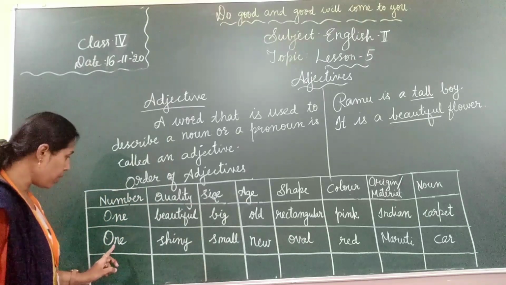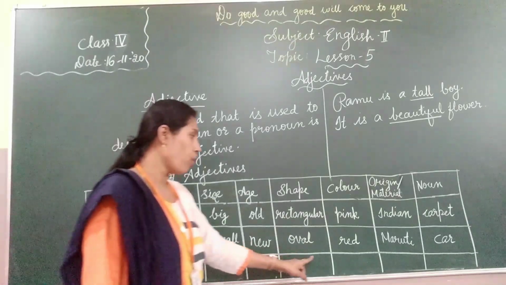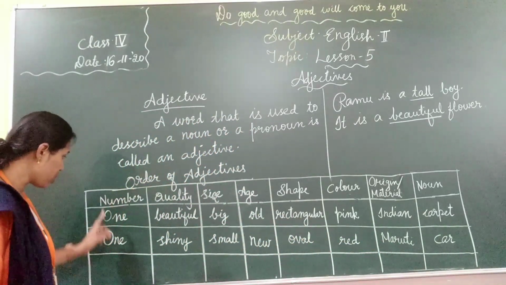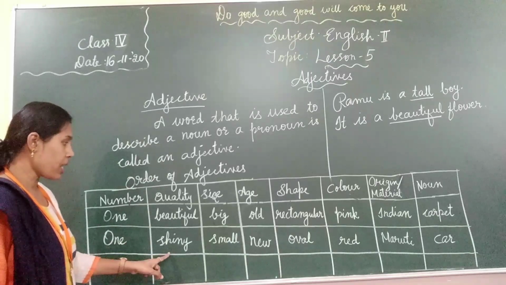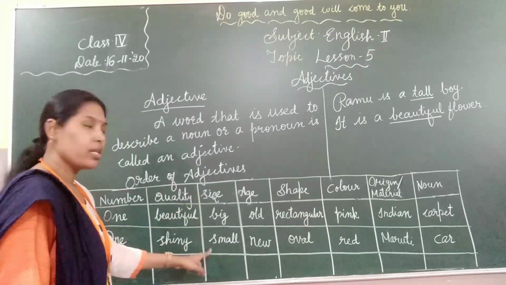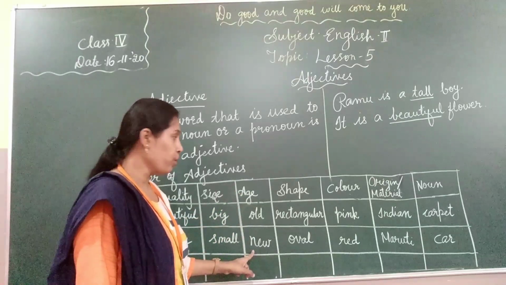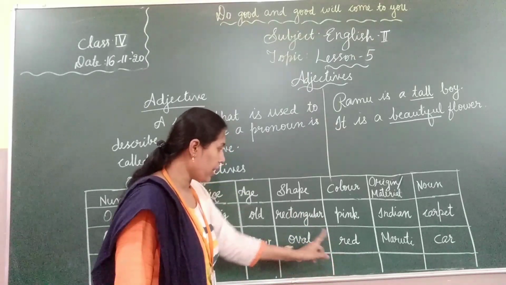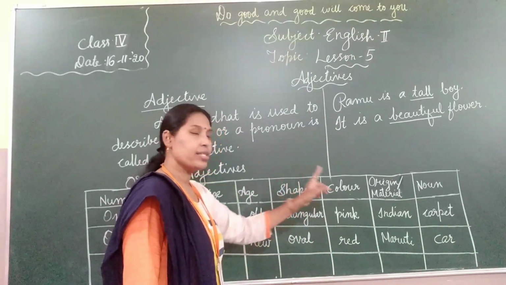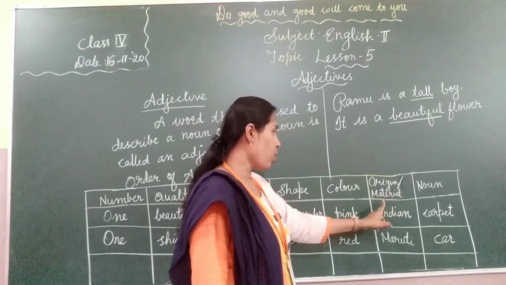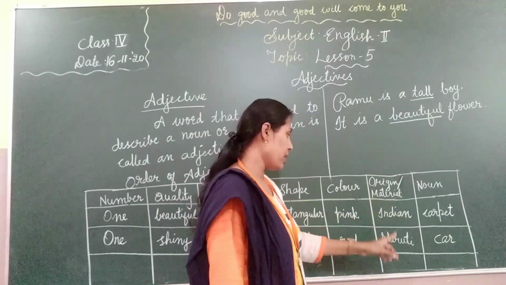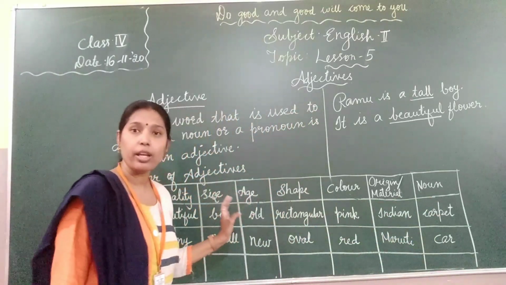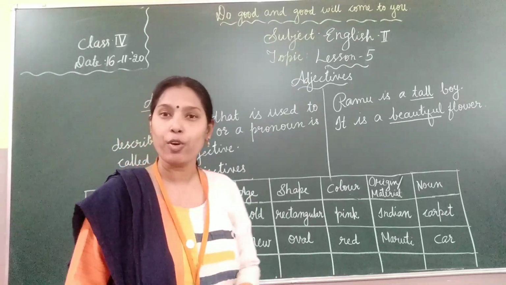adjectives. One more example: one shiny, small, new, oval, red Maruti car. This is also arranged according to the order of adjectives. Number comes first, one. Next, shiny, that is the quality. Size, small. Age, that is new. Next, shape, oval. Color, red. You cannot write red oval. It should be shape first, then color. Next, origin or material, which that belongs to, or material. Maruti. Last is car, noun. This is how you have to arrange the order of adjectives while you write before a noun.